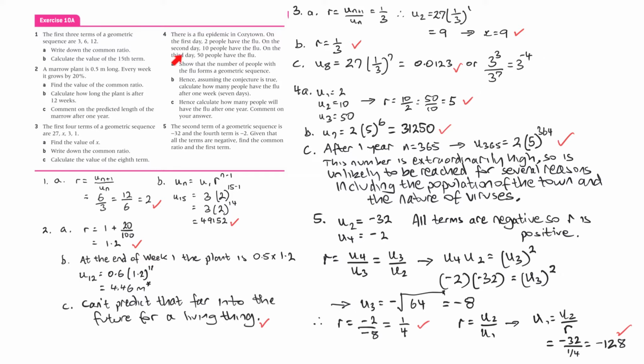Okay, 4. There is a flu epidemic in Cozy Town. On the first day, 2 people have the flu. On the second day, 10 people have the flu. On the third day, 50 people have the flu. Show that the number of people with the flu forms a geometric sequence.